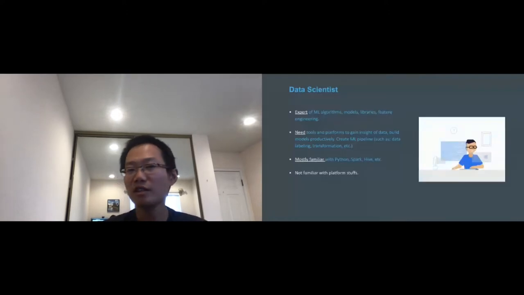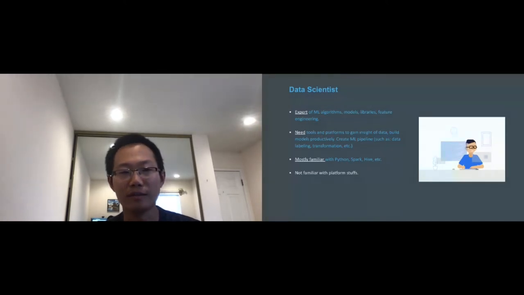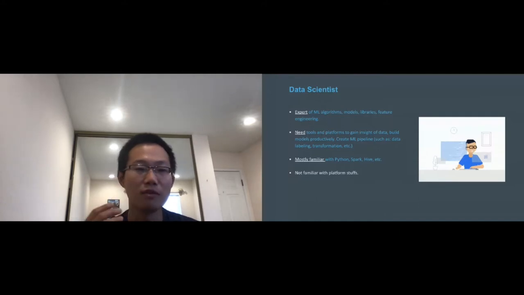So for the data scientist, let's try to define what a data scientist is and what they expect from the product. We have talked to many data scientists, and typically they are experts in machine learning algorithms. They are very familiar with models and libraries to build these models, and with feature engineering. They need tools and platforms to gain insight into the data, and they want to build models very efficiently. They also want to create ML pipelines, which I just mentioned before, like data labeling and transformation, very easily. They are mostly familiar with tools like Python, Spark, or, for some of them, Hive. They are not very familiar with platform stuff.